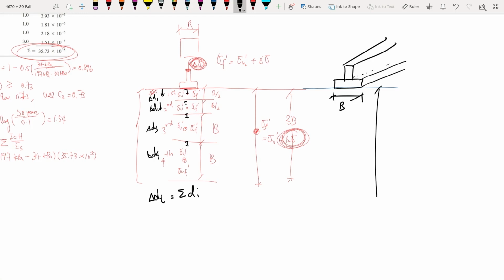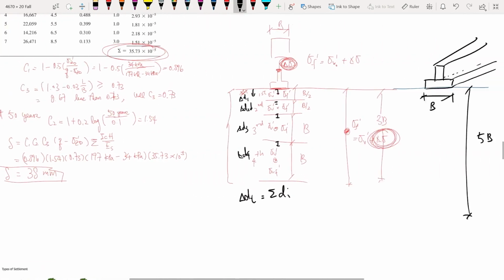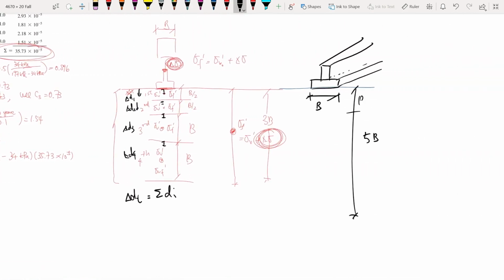And you will look at a greater depth, to 5 times the width of the foundation. And you have B, B, 2B, and 2B. So you have the first layer with a depth of the width, and then you have two more layers with a depth of 2 times the width. And then again, for each layer you do your settlement analysis. Then finally, you will have your total settlement. And this is just for primary consolidation.